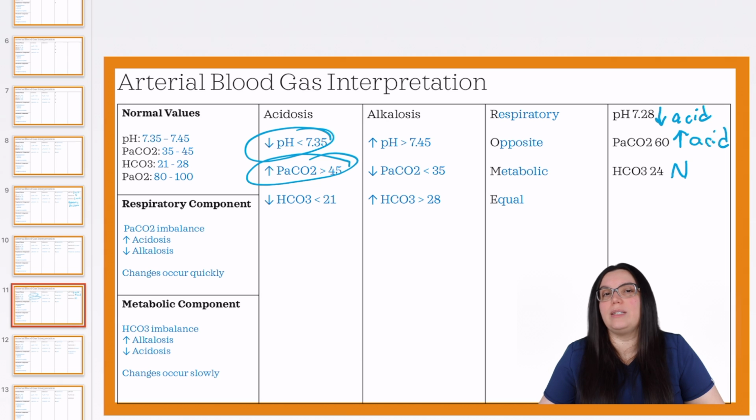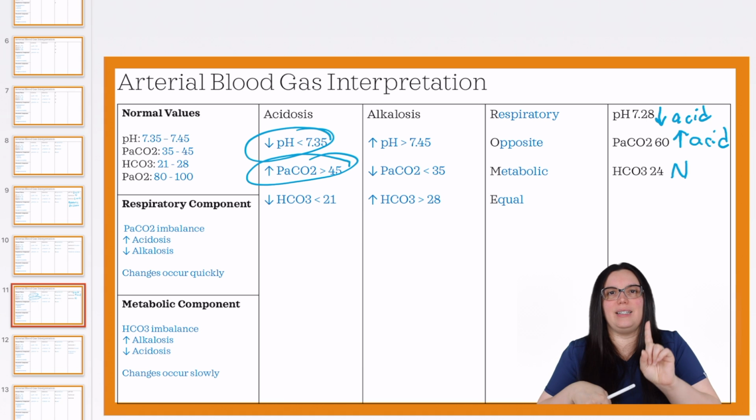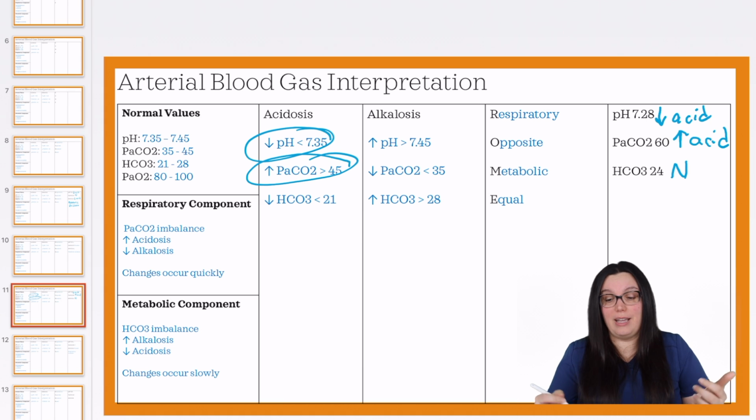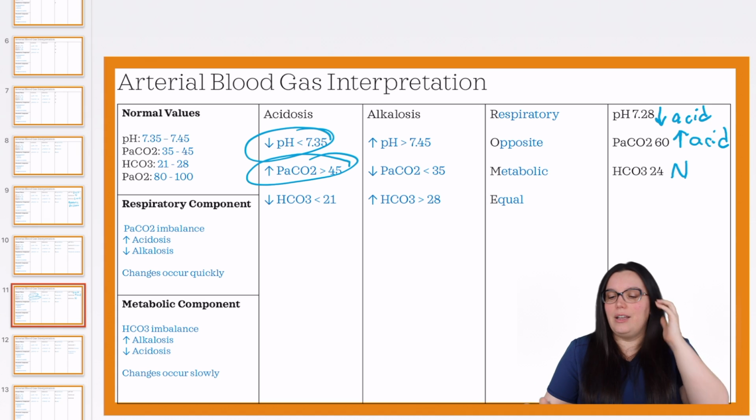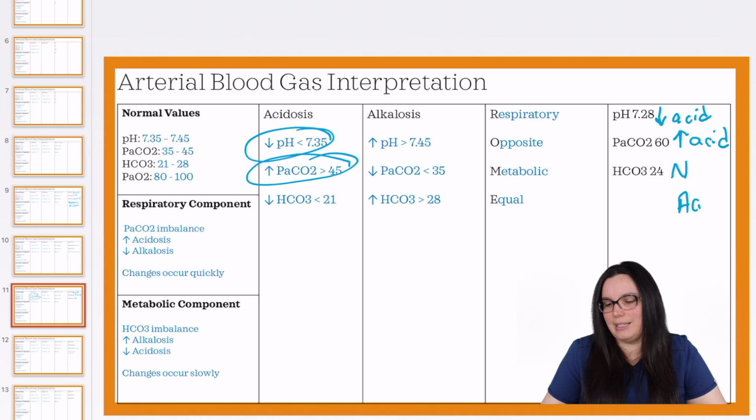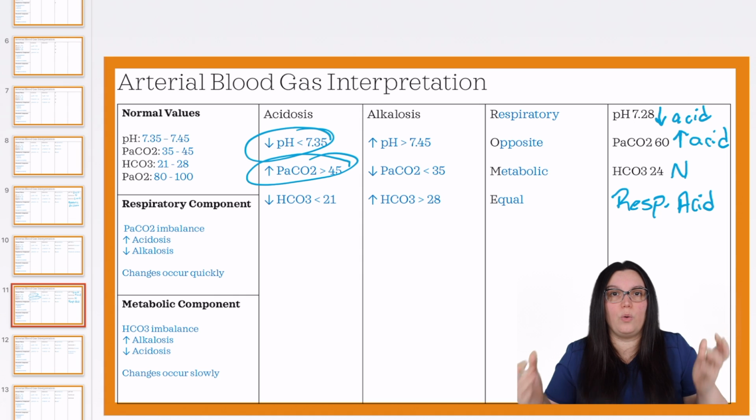So again, we begin: respiratory opposite, metabolic equal. We look at our pH and we compare it to the respiratory component, our PaCO2. Do the arrows point in separate directions? They do, right? So we know that this is a respiratory component of our arterial blood gas. So we have an acid, and we know that it is respiratory because based on our ROME mnemonic, it is telling us that it is a respiratory issue. So in this particular case, we have a respiratory acidosis.